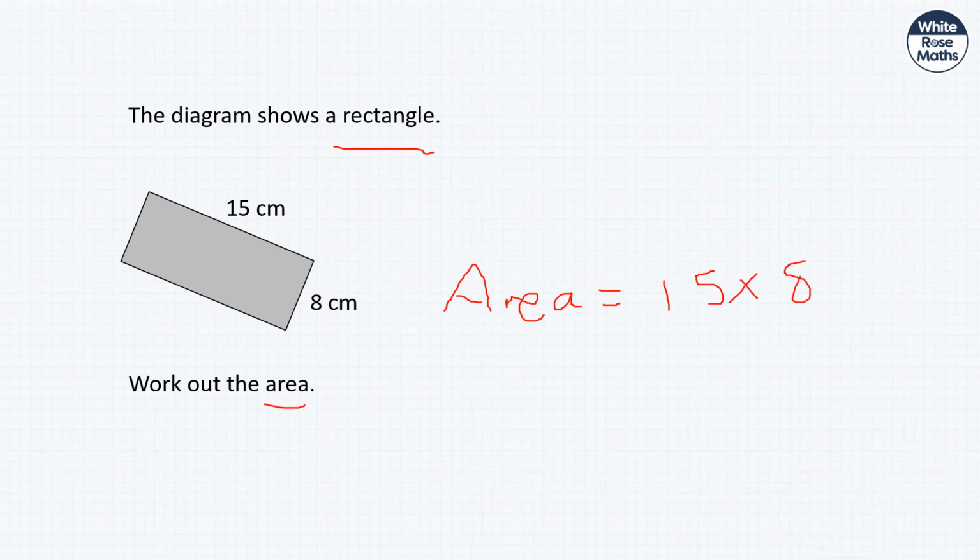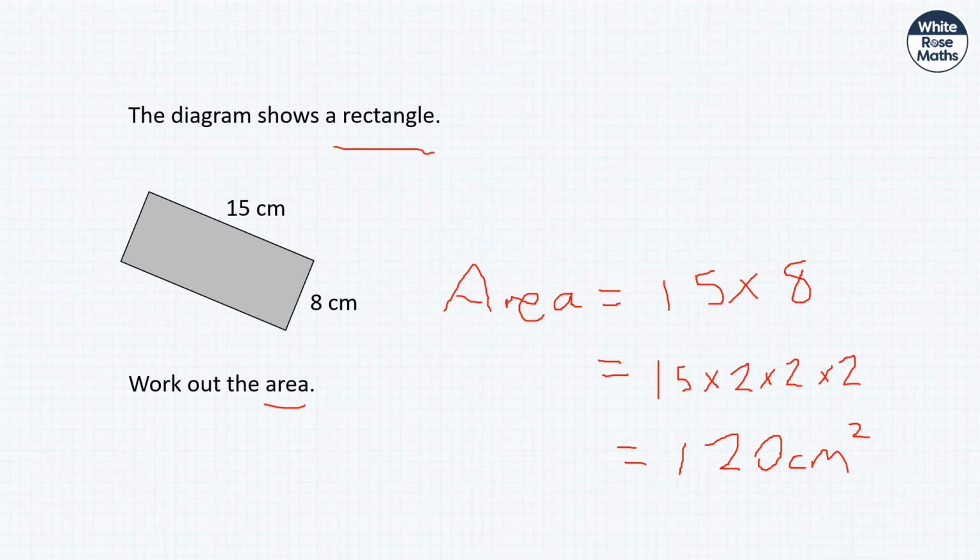Now a little trick here. Timesing by 8 is like doubling it 3 times. So I times it by 2, times it by 2, times it by 2 to make it a bit easier for myself. 15 times 2 is 30, 30 times 2 is 60, 60 times 2 is 120, so my answer is 120, and the units for area is centimetres squared. So that is question number 1 complete guys.